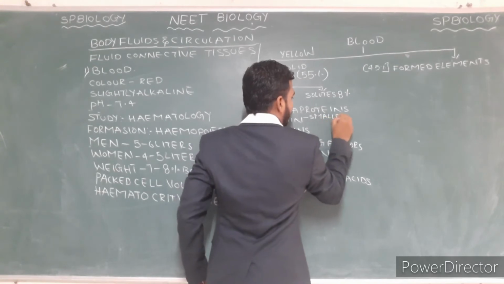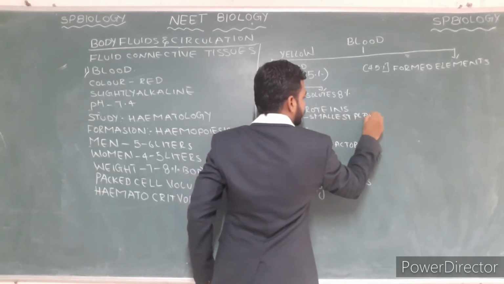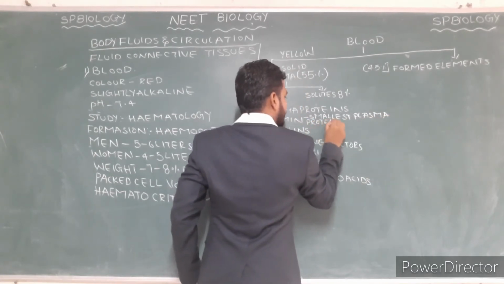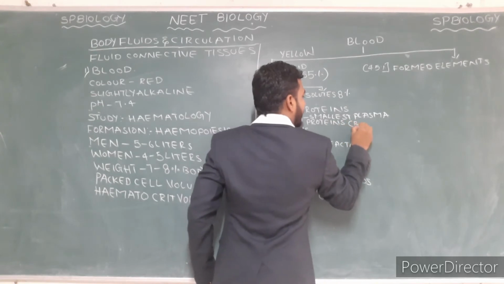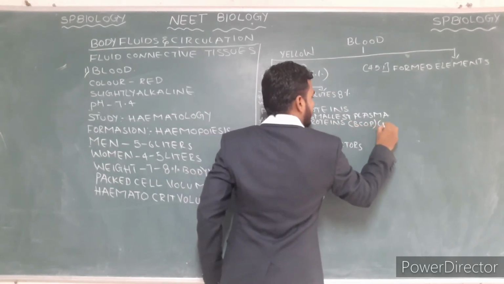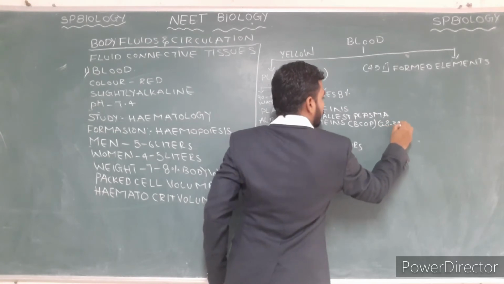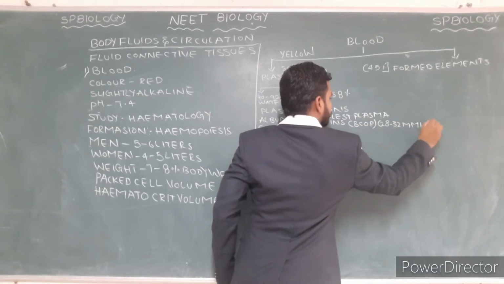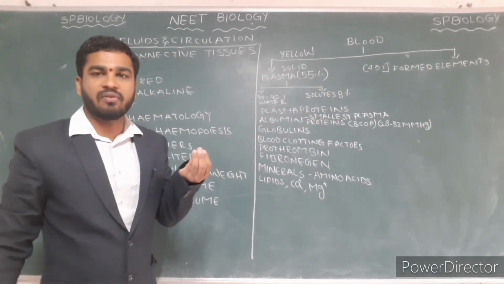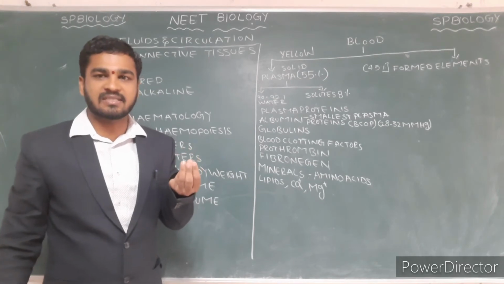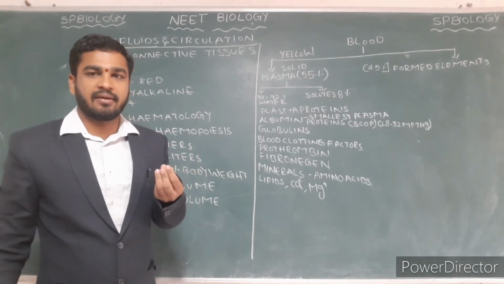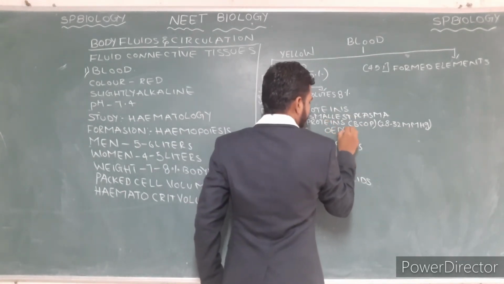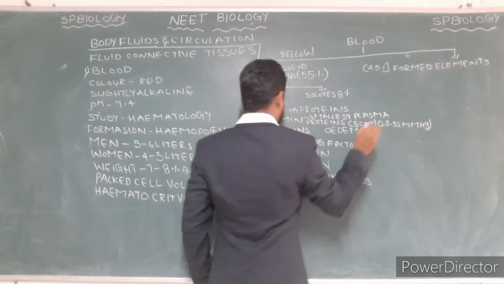Albumin is the smallest plasma protein. It maintains the blood colloidal osmotic pressure of 28 to 32 mm Hg. If the level of albumin in the plasma decreases, we will get a disease called edema, which is swelling of the legs.